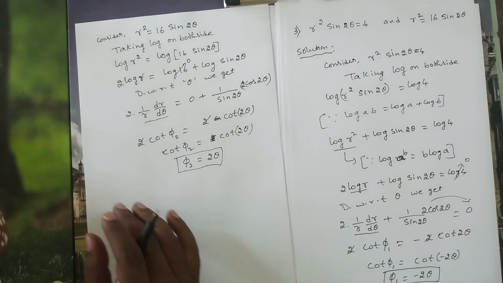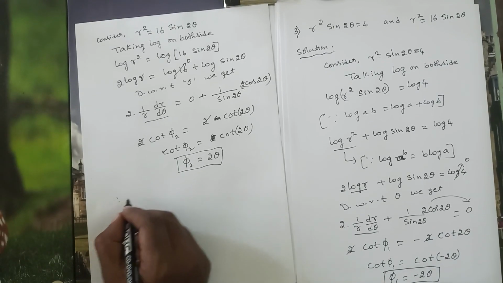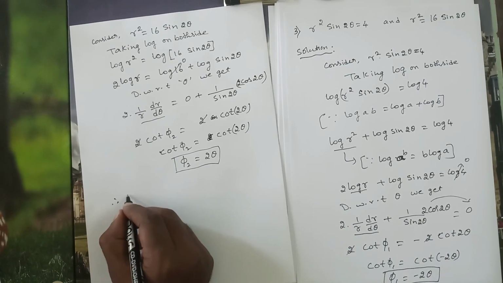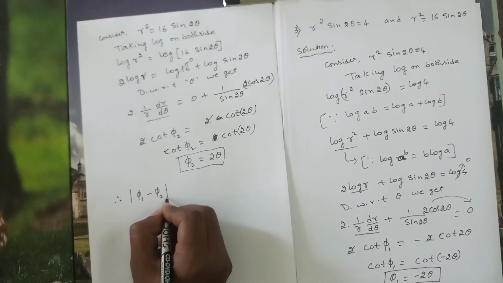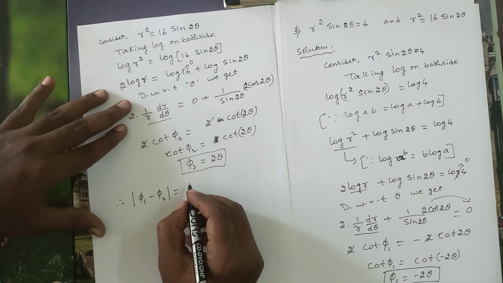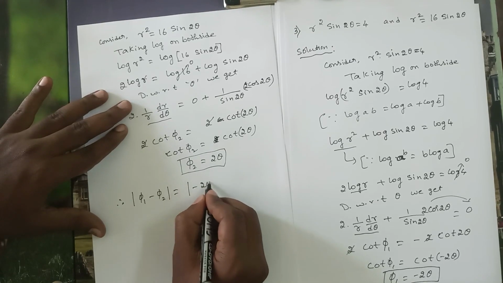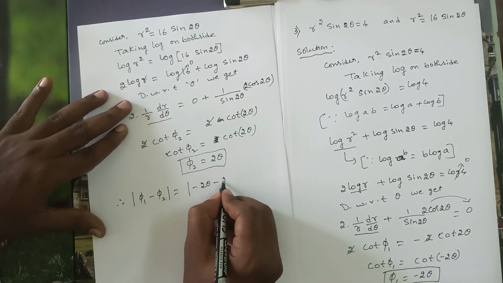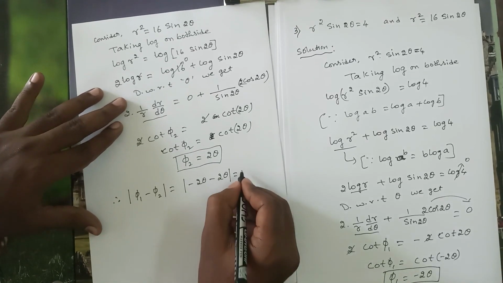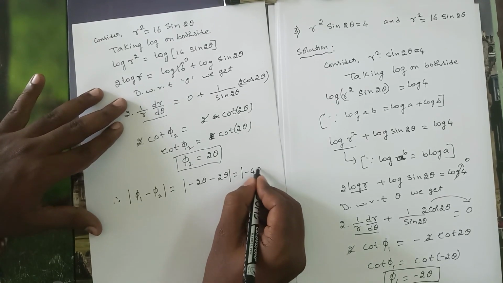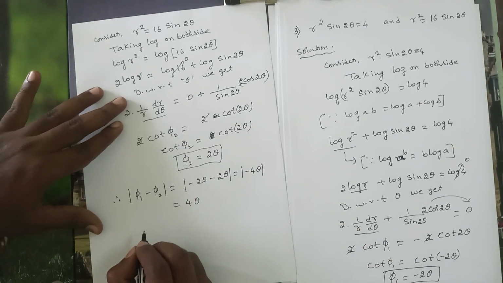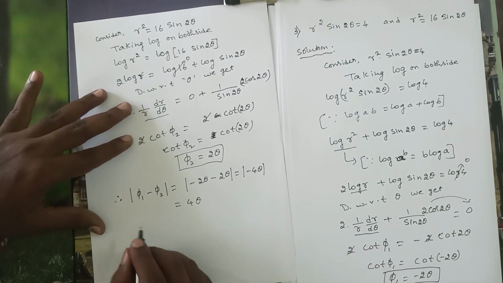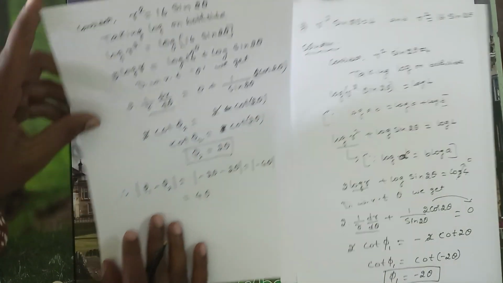Now therefore, mod phi 1 minus phi 2 equals minus 2 theta and minus 2 theta. So we will get mod of minus 4 theta. If you take the mod outside, you will get 4 theta. So we have to find out the theta value. How will you find out the theta value?